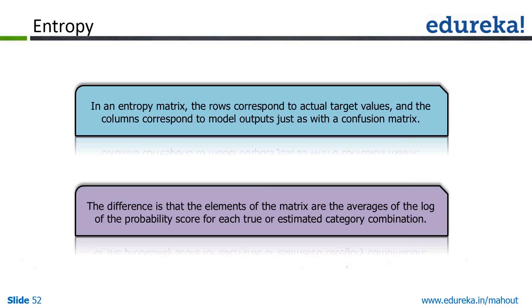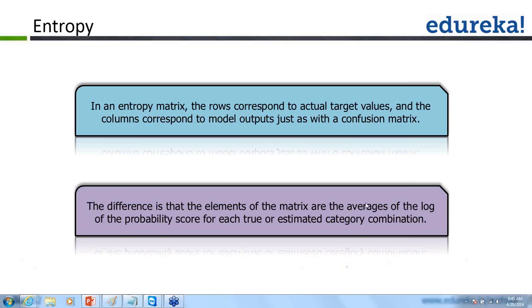The entropy matrix is not different from the confusion matrix, but it also takes the logarithm for those values which are coming in the columns and rows. The difference is that the elements of the matrix are the average of the log of the probability score for each true or estimated category combination. So it is just a matter of how this matrix is formed. But still, in our scenarios on the Mahout side, we give more weightage to the confusion matrices.